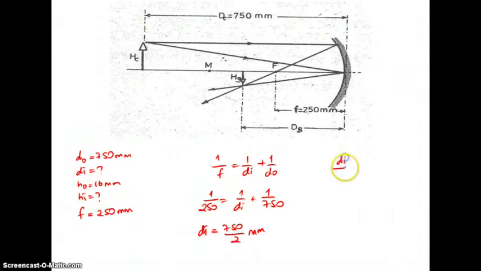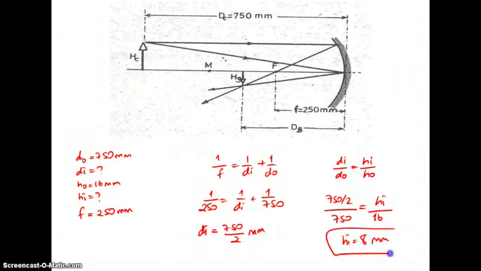By using di over do equals hi over ho formula, we can find hi. 750 over 2 over 750 equals hi over 16. Then hi is 8 millimeters.